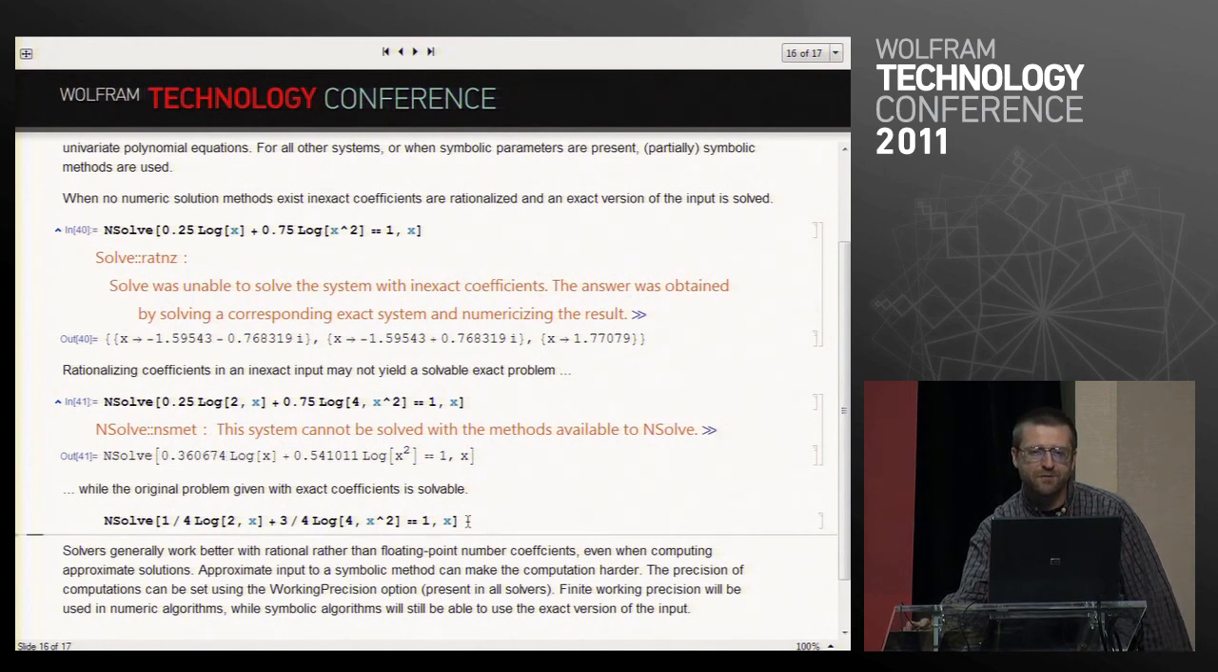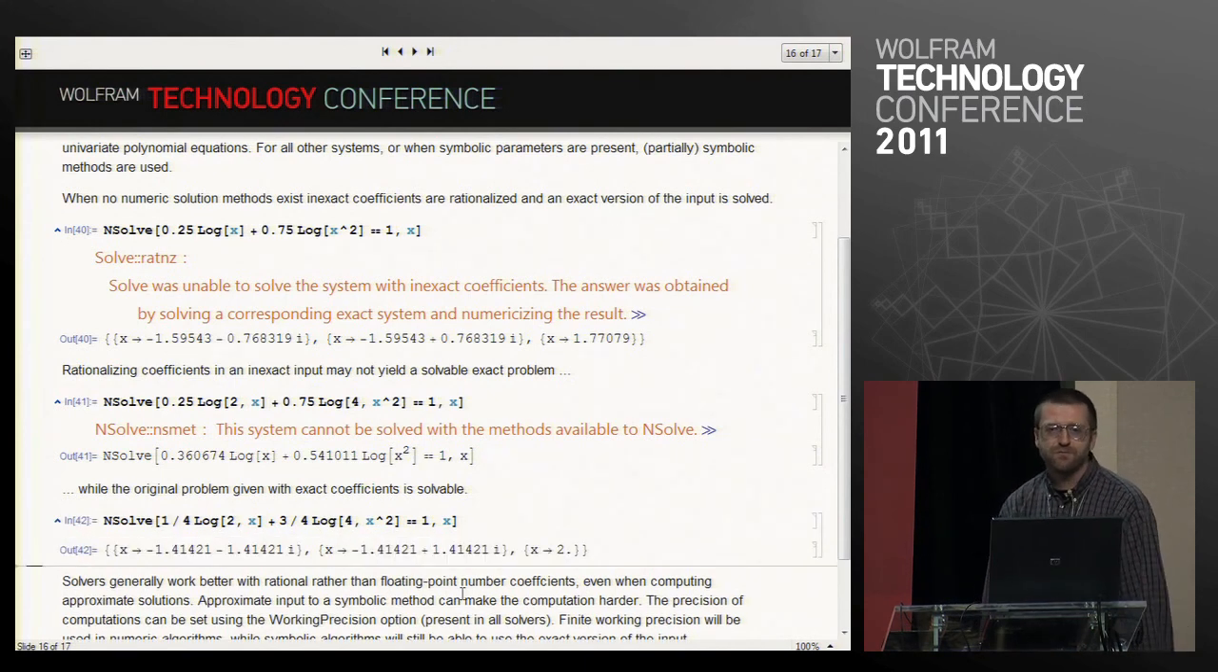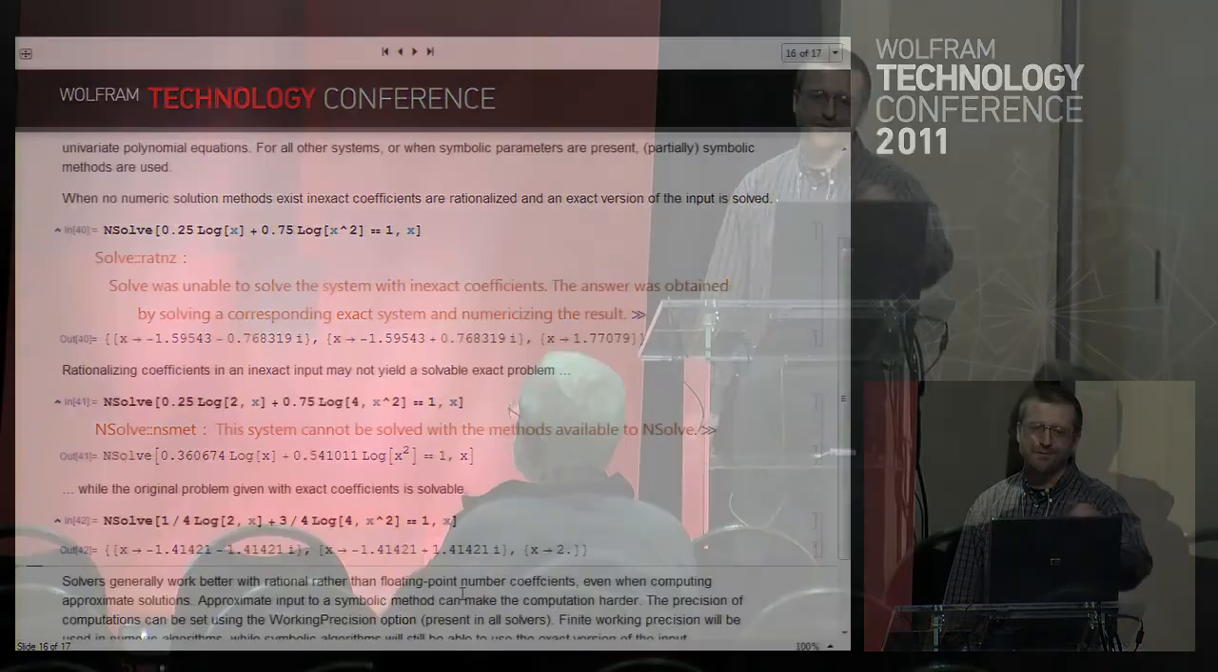If instead of using 0.25, we use exact 1/4, then NSolve gets the correct solution. So what I wanted to point out here is that it's not a good idea to replace simple rational numbers with numeric approximations like this, if we may use numeric methods.